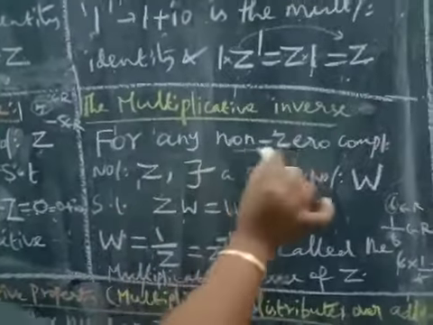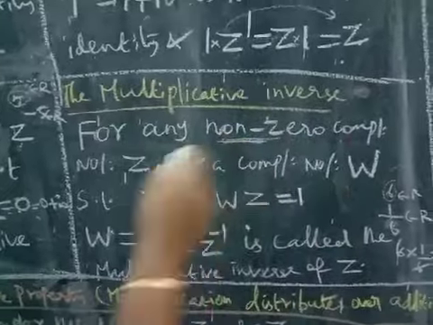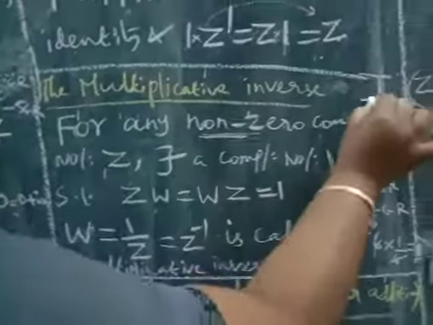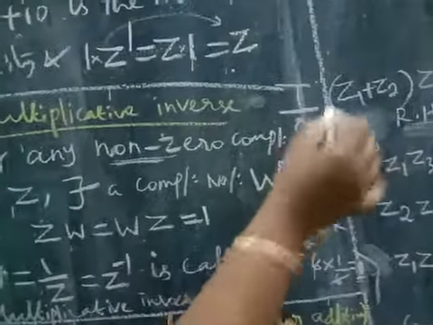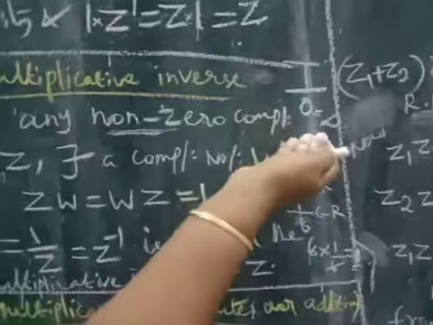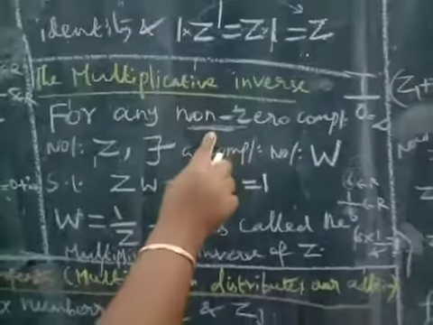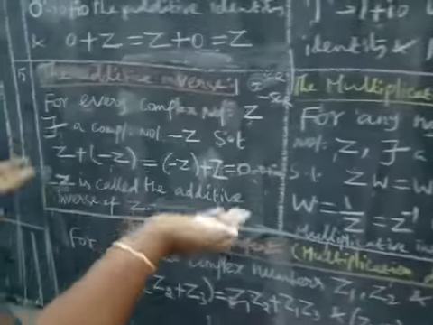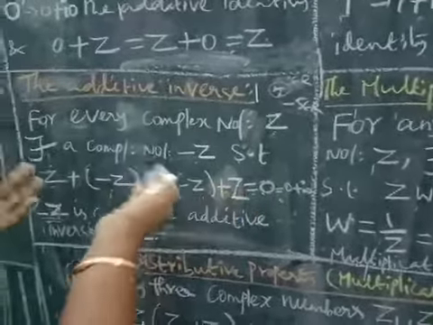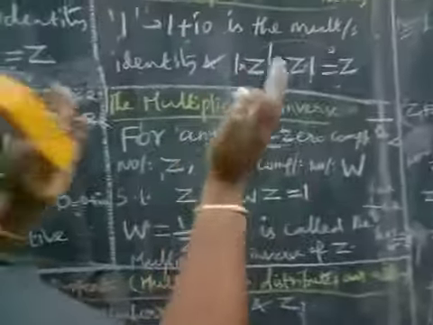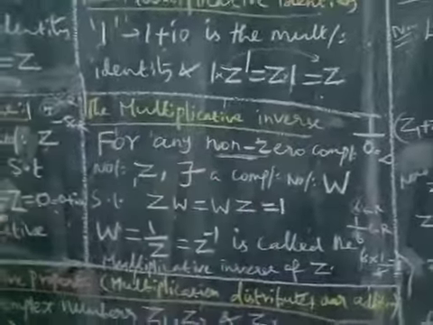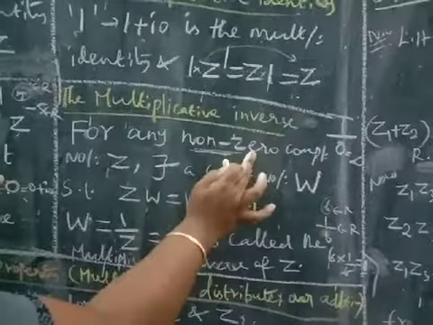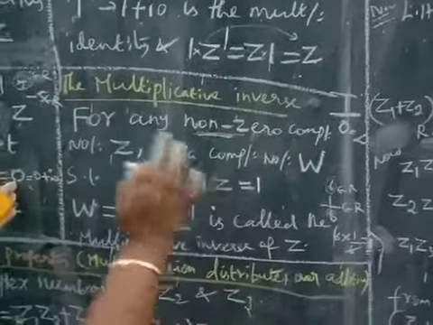For any non-zero, this is very important, non-zero complex number z. Why are we taking a non-zero complex number? Because if we take 0, then 1 by 0 is infinity. We cannot define it, we cannot find it. So that's why they have given the condition, non-zero complex number. Whatever the complex number, it is acceptable in addition, but for the multiplicative inverse, that complex number must be non-zero. That means it should not be equal to 0. Any non-zero complex number. Okay.